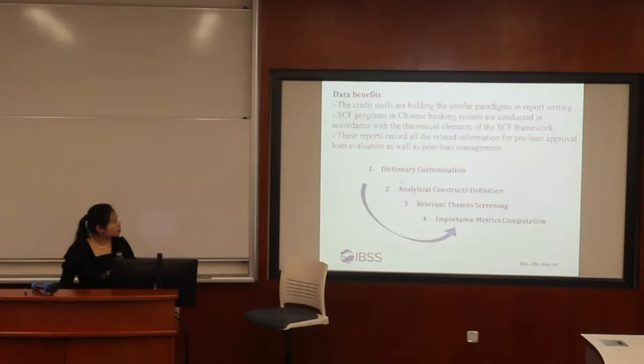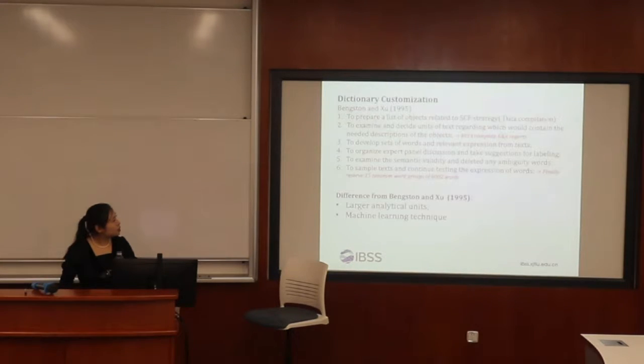Then we try to follow the Bayesian and Shi's dictionary customization procedures, but we did different things because at that time AI was not so popular, and they used all human coding to do these things. But nowadays, as computer science is quite advanced, we can try to use computers to help us to do this coding process and to build the dictionary.